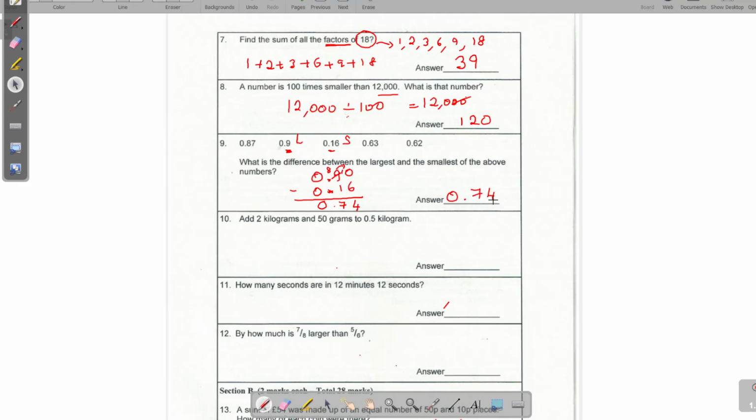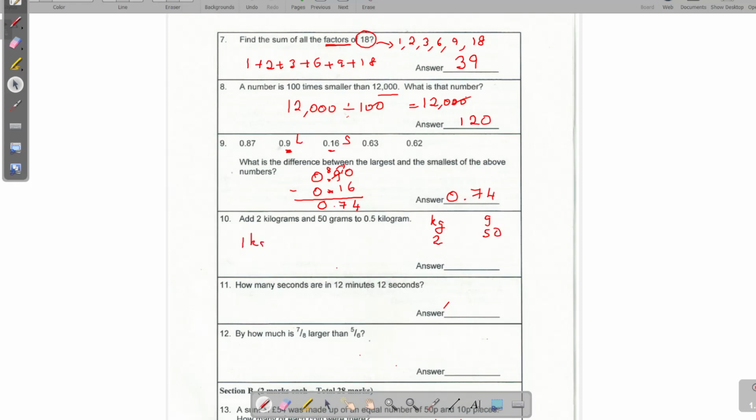0.74. Add 2 kilograms and 50 grams to 0.5 kilogram. Okay, so 2 kilograms and 50 grams. So we'll write kilograms and grams: 2 kilograms and 50 grams.